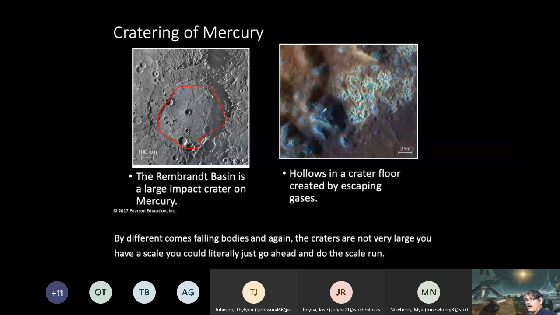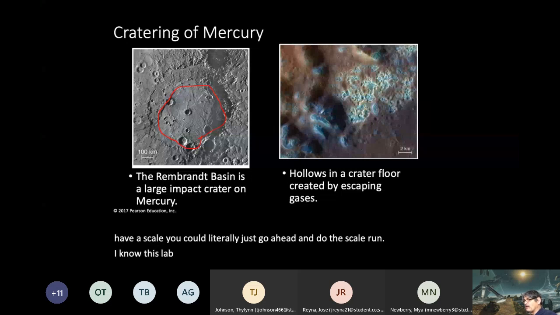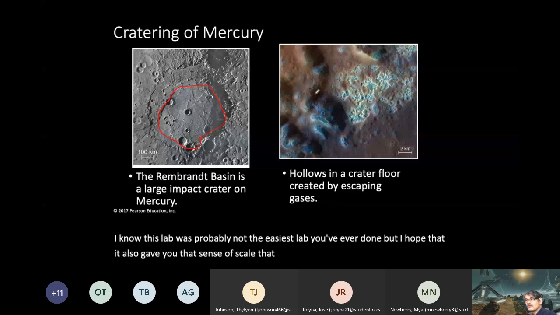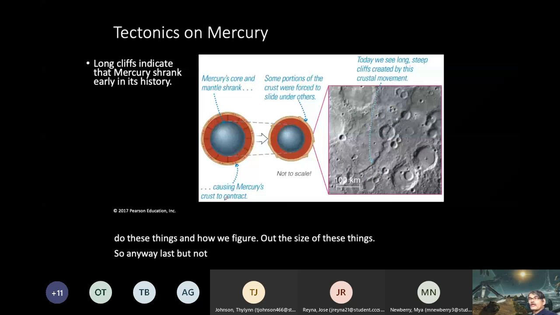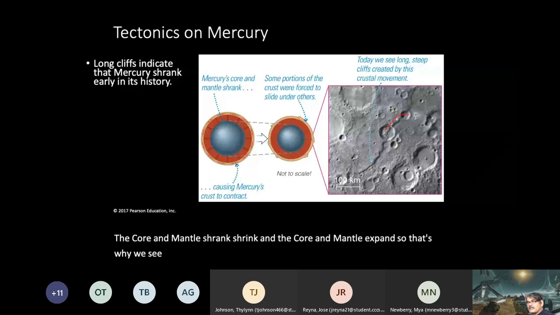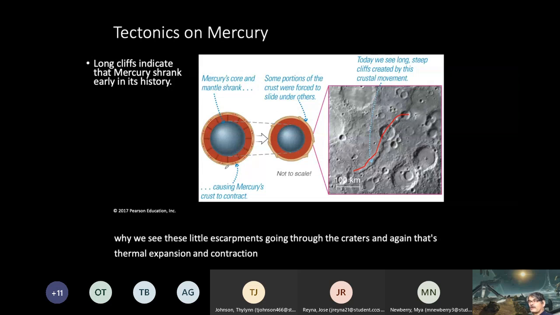I know this lab was probably not the easiest lab you've ever done, but I hope that it also gave you that sense of scale, that maybe it makes more sense on how we figure out the size of these things. So anyway, last but not least, let me show you one other thing. The core and mantle shrink and the core and mantle expand. So that's why we see these little escarpments going through the craters. And again, that's a thermal expansion and contraction that's going on as Mercury orbits the sun.